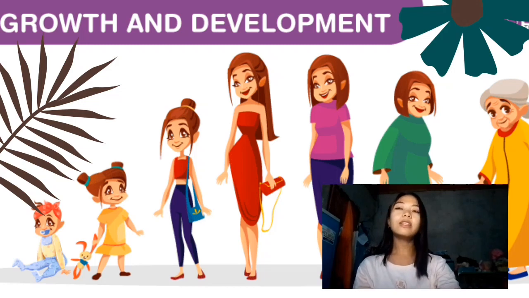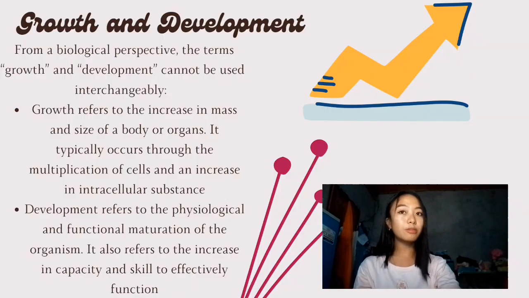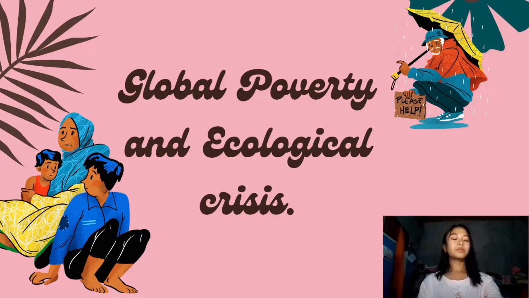So, growth and development. From a biological perspective, the terms growth and development cannot be used interchangeably. Growth refers to the increase in mass and size of a body or organs. It typically occurs through the multiplication of cells and an increase in intracellular substance, while development refers to the physiological and functional maturation of the organism. It also refers to the increase in capacity and skill to effectively function.